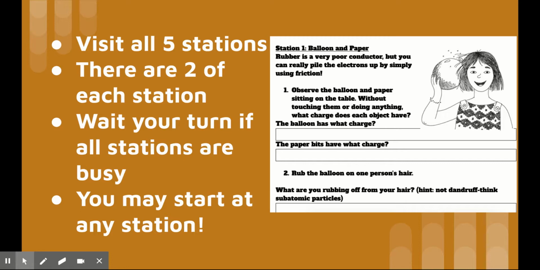It should be easy to find a station to go to, but every once in a while, you might have to wait your turn if all stations are busy. If that's the case, just sit with your group at your normal assigned seats, and when the station you need to go to opens up, go over there. We still need to try to keep our distance from people, so please don't pile up at a station where 2 groups are trying to work from the same place.